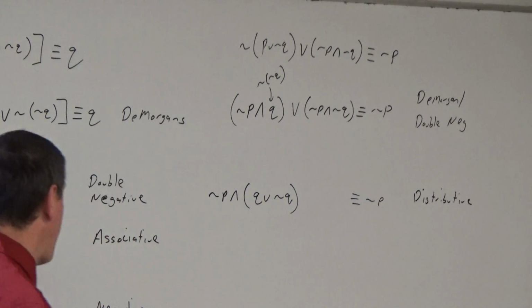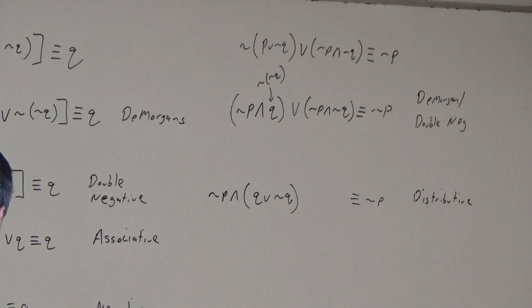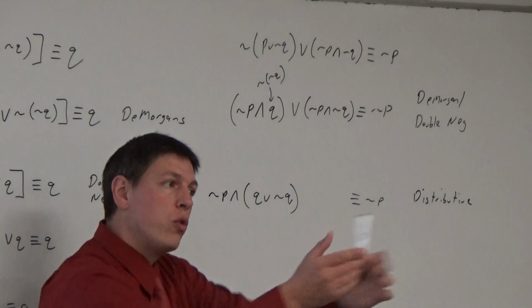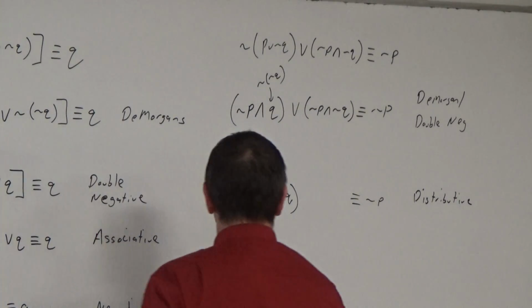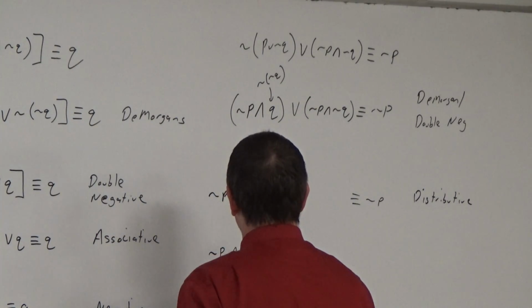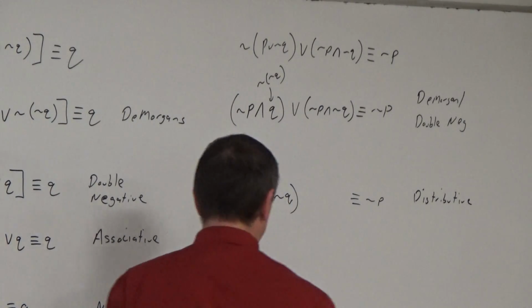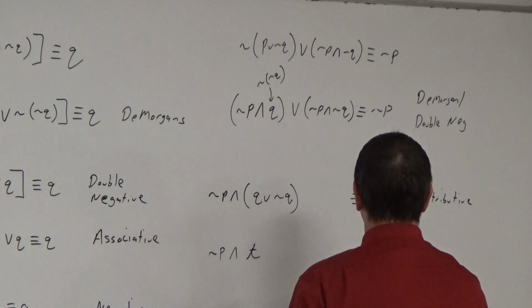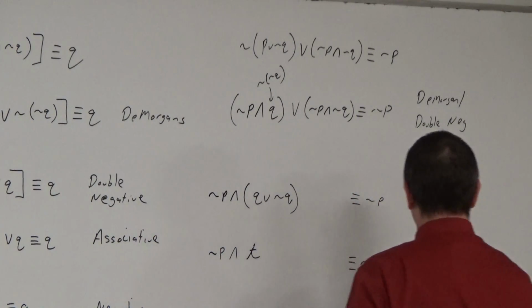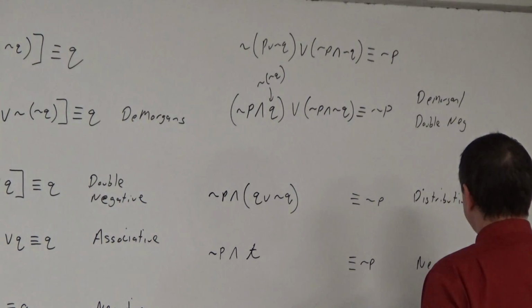Very nice. Okay. Guys, remember over here when we had P or not P? It was a tautology. Well, now we have Q or not Q. So indeed, ma'am, it is a tautology. So we're going to say not P and T is supposed to be equal to not P. And that's our negation.